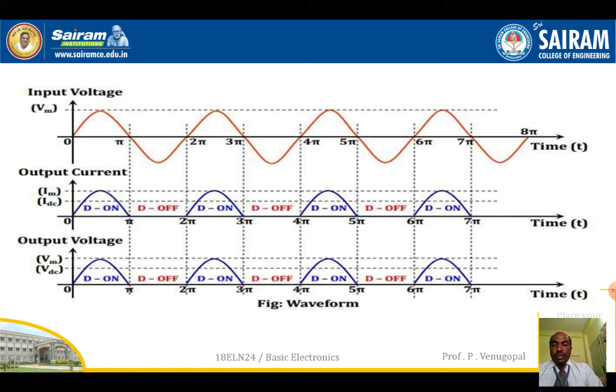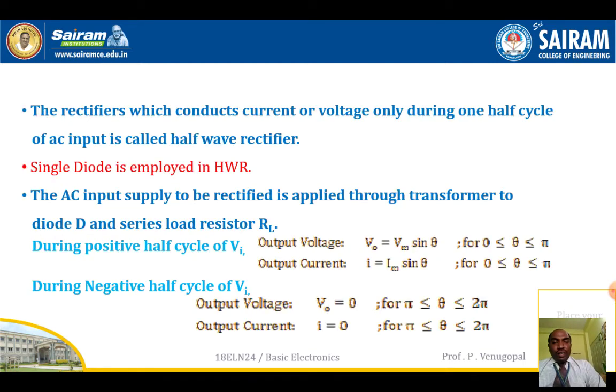During the negative half cycle there is no output voltage and no output current, which means I0 = 0 and V0 = 0 for the duration π to 2π. During the positive half cycle, the output voltage V0 = Vm sin θ and I0 = Im sin θ for the duration 0 to π.